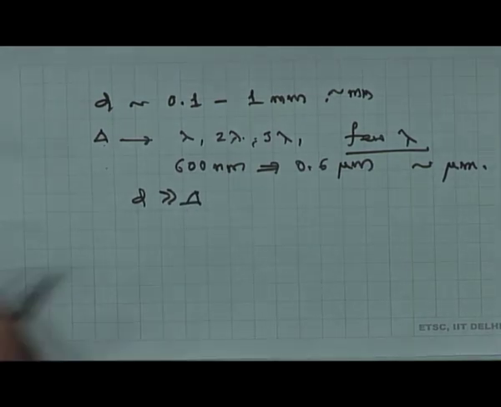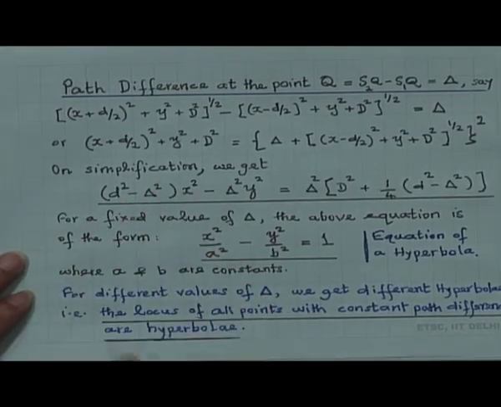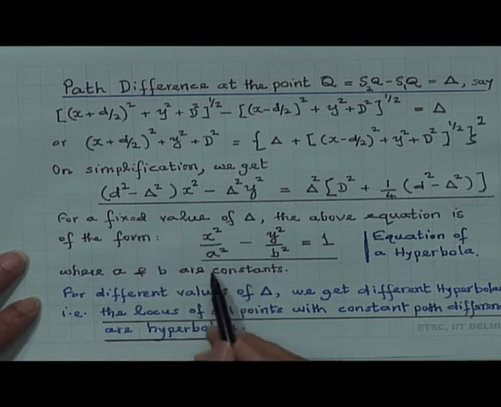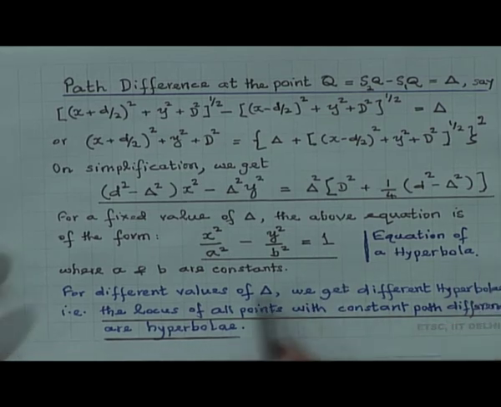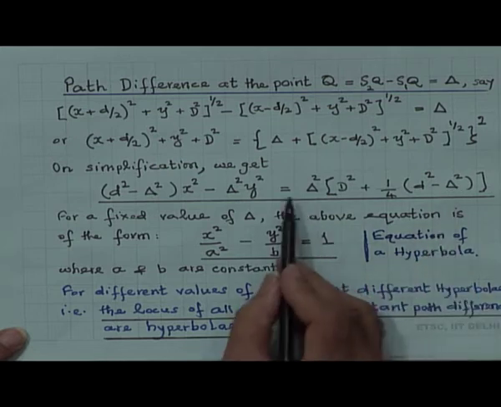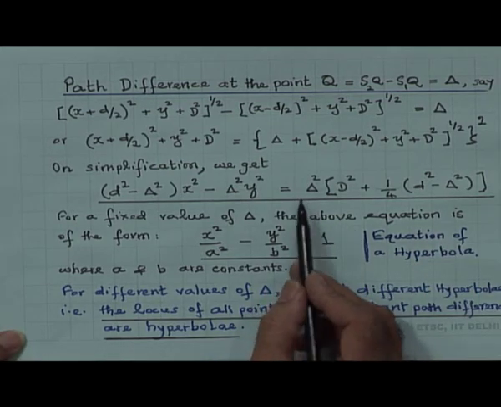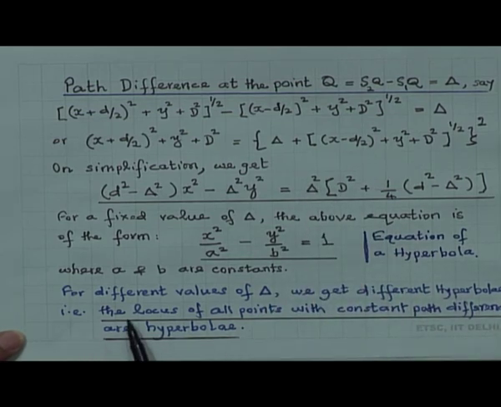and therefore, this quantity here, D² minus delta², is always a positive quantity, and therefore x²/a², a positive quantity, minus y²/b², is the equation of a hyperbola where a and b are constants. For different values of delta, if we put delta as a constant, but take different values of delta, we get different hyperbolae, that is, the locus of all points with the constant path difference are hyperbolae.